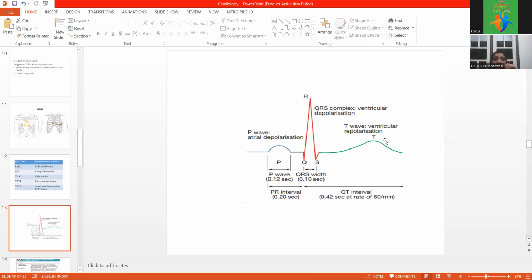Okay. So the length of the P wave is 0.12 second. QRS complex is 0.10 second. PR interval is 0.20 second, and QT interval is 0.42 second. Okay, so this is about the normal ECG.